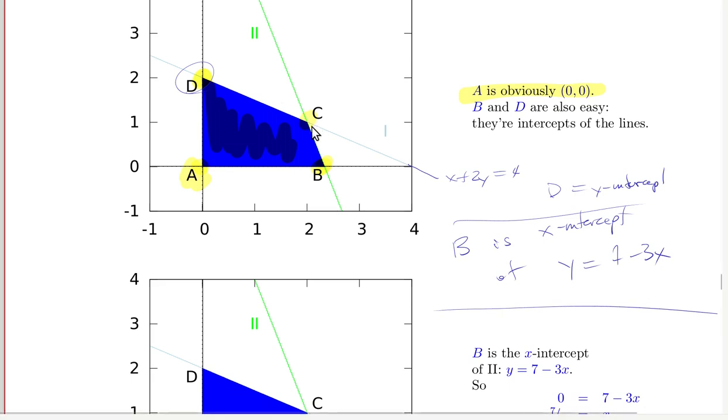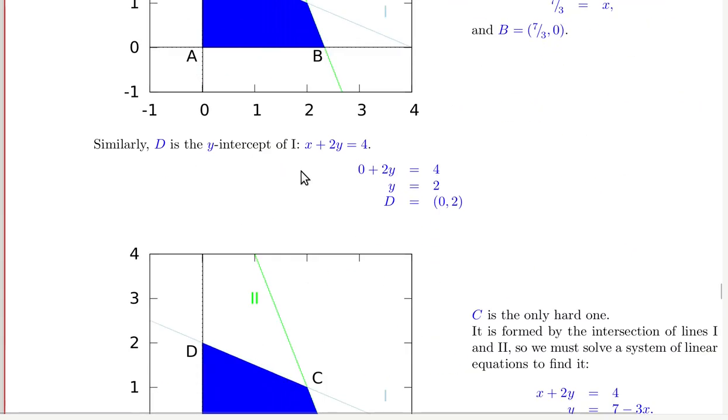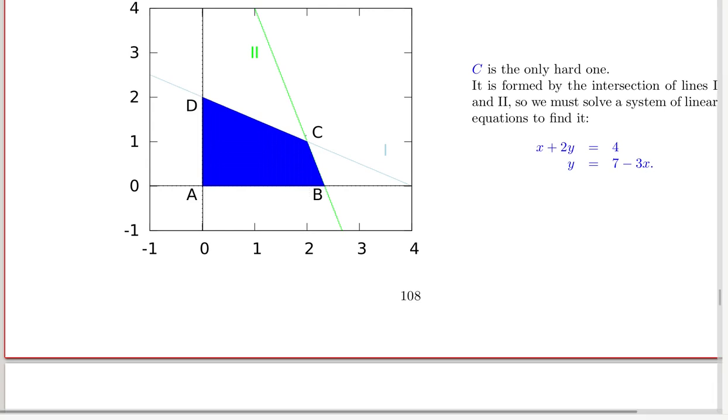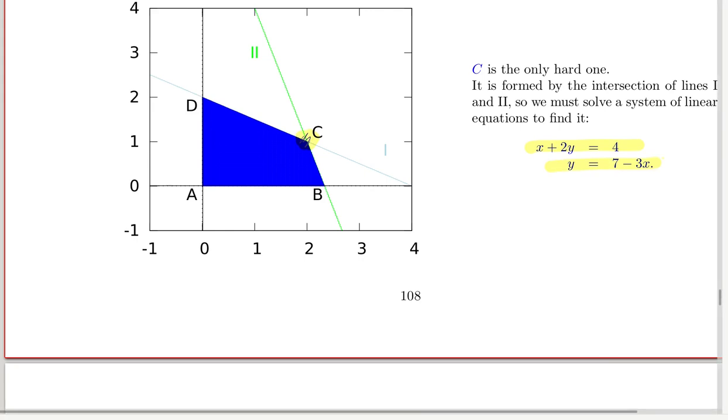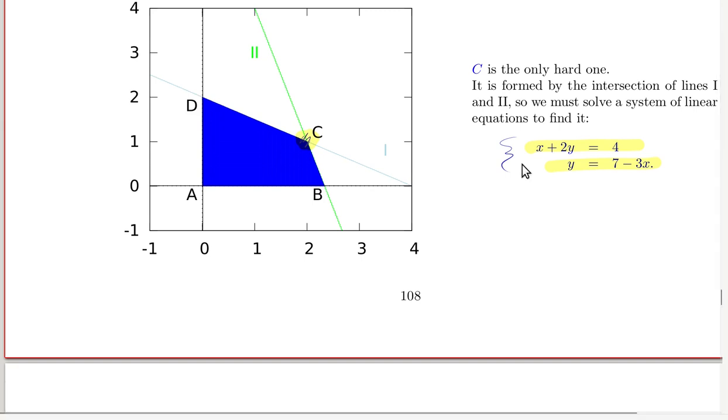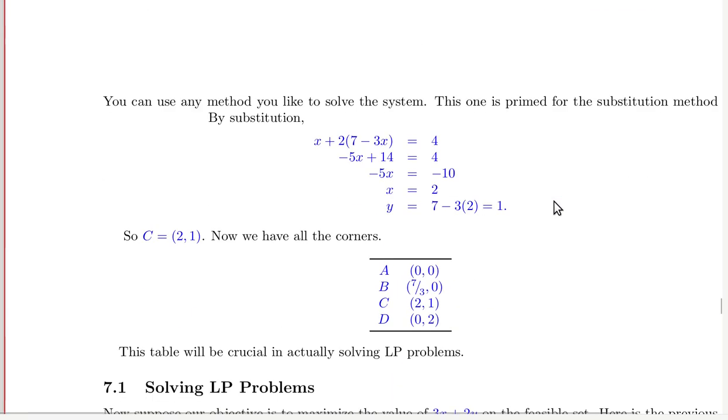Now, the only one that's a little bit difficult is C. C is where those two lines, from the first and second inequality, intersect. So you have to solve a system to figure that out. Right? So to find C, we have to solve the system of these two equations. Well, that's not hard to do. In fact, in this case, it's kind of begging you to just use substitution. Just plug 7 minus 3x in for y in the first equation. So ultimately, we figured this out, and what did it turn out to be? x was 2 and y was 1.